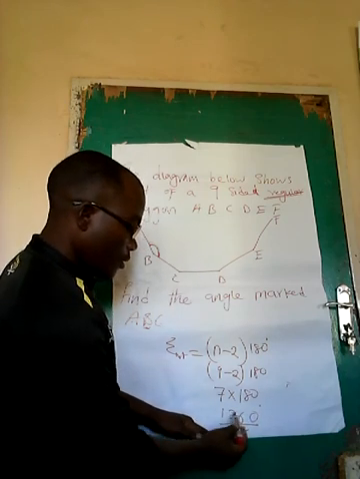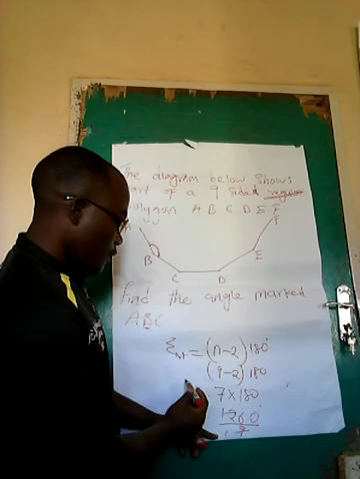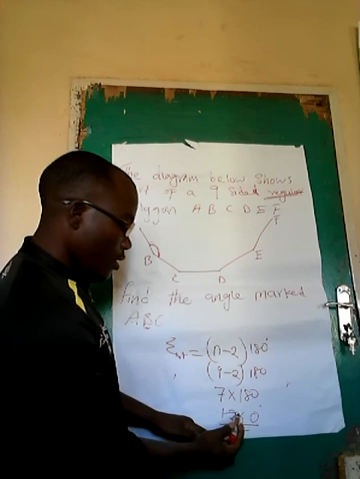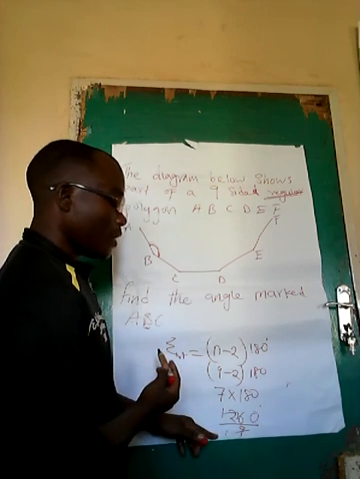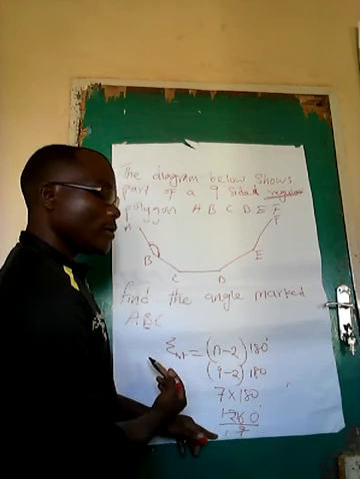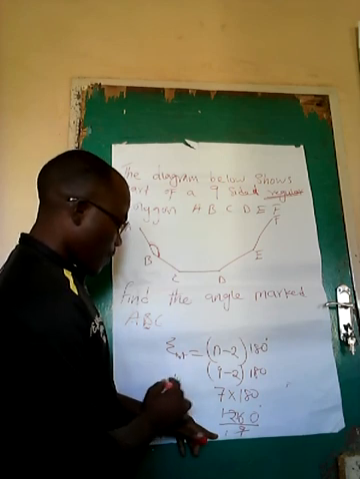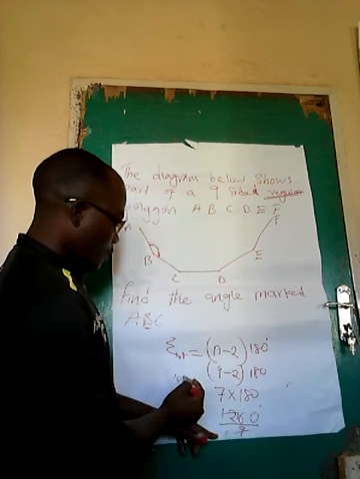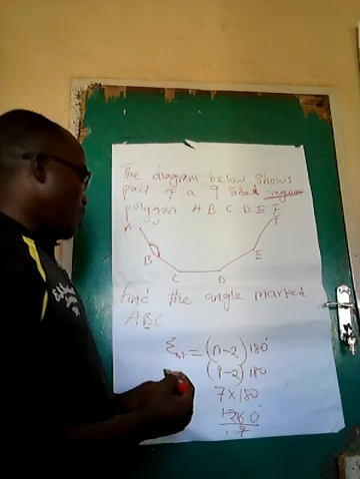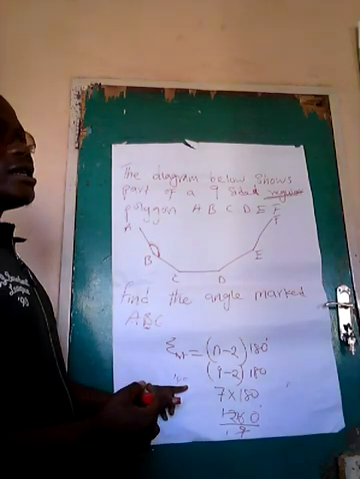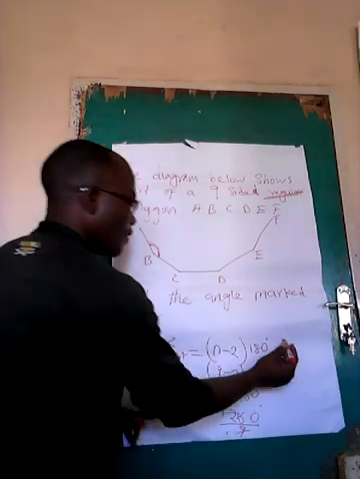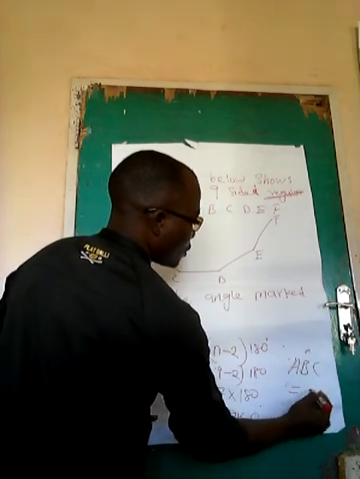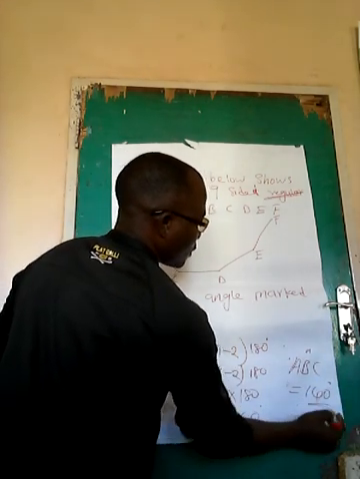9 into 12 gives us 1, and the remainder is 3. So that 3, you put it there. 36 divided by 9 is 4 without a remainder. And then you get that remaining 0, you write it there. So each interior angle is 140 degrees. Therefore, angle ABC is equal to 140 degrees.